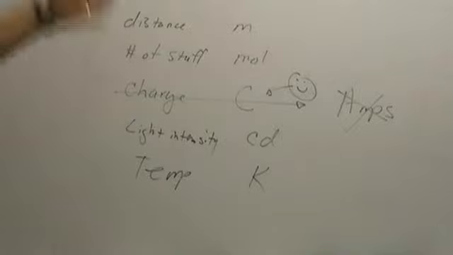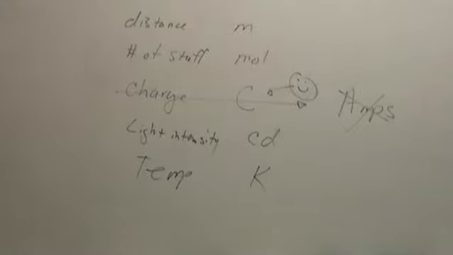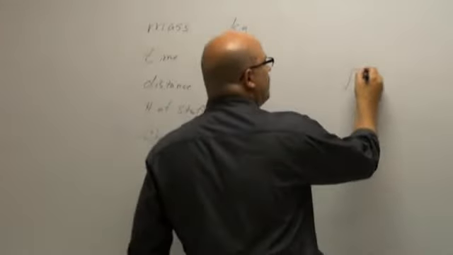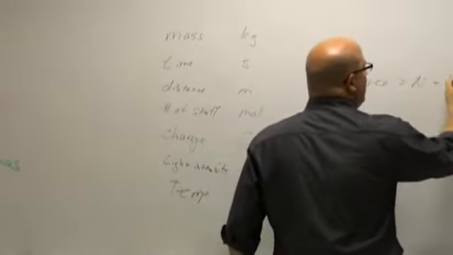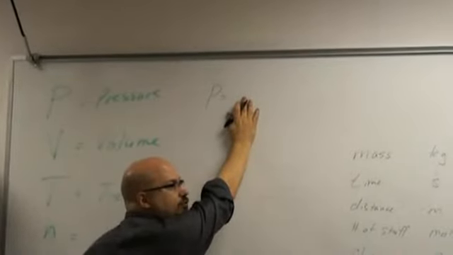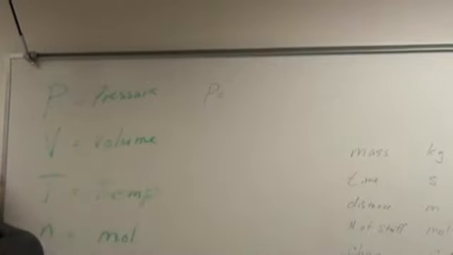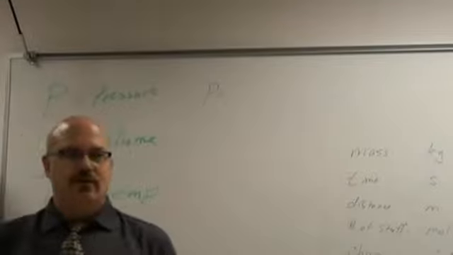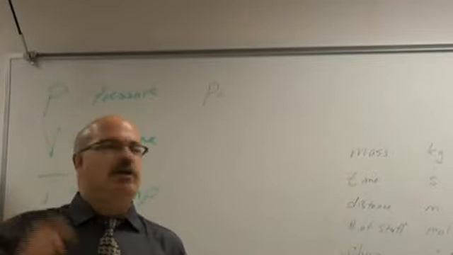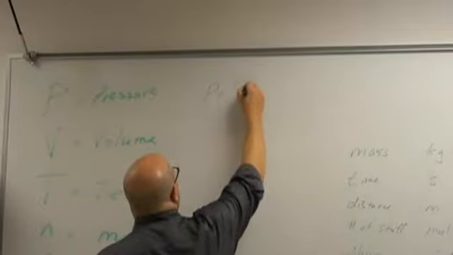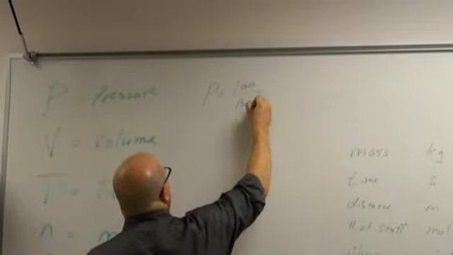Every other unit in physics is derived from these 7. So for instance, force is a Newton, but that's a kilogram meter per second squared. All right? Now, that means pressure, what's our equation for pressure? What is the basics of what pressure is? It's how much force per area. Thank you. It is a force per unit area.